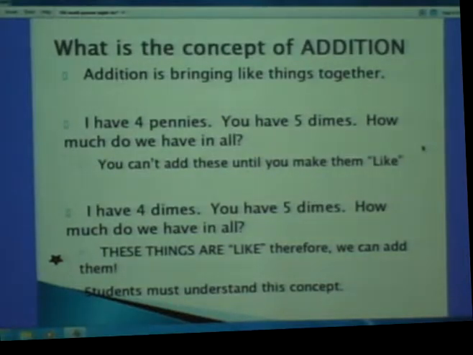But there's no way to add pennies and dimes. You have to make them something in common. So that's what we're trying to get our children to understand. So I have 4 dimes, you have 5 dimes. How much do we have in all? These things are like, therefore we can add them. 9 dimes, because they're on the same.